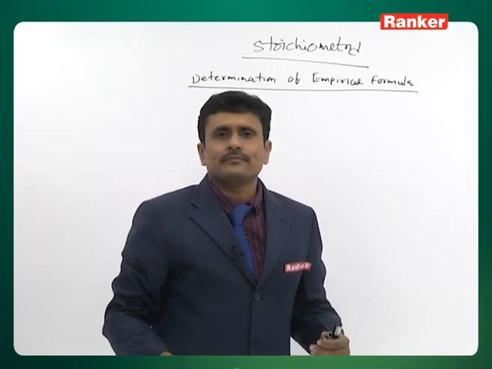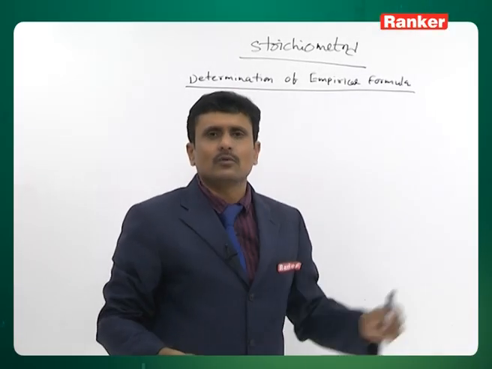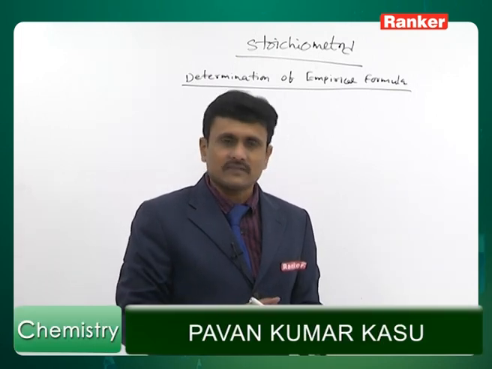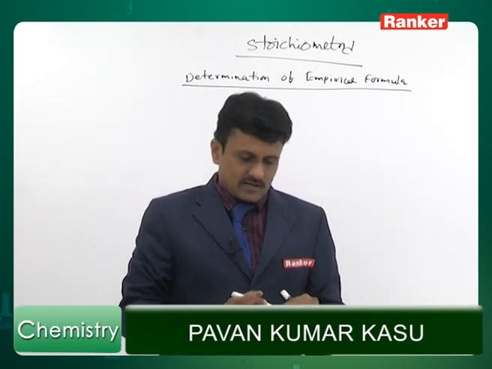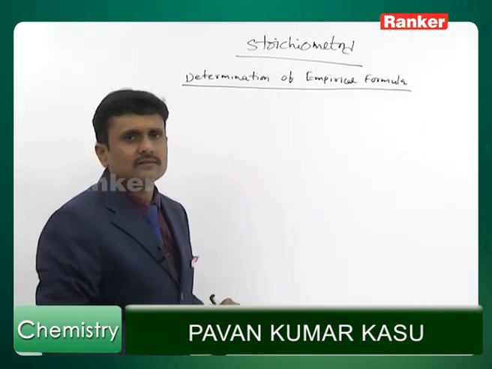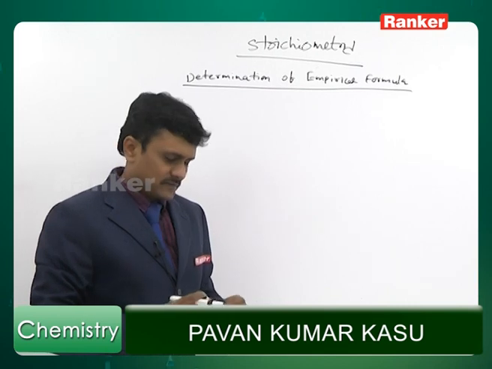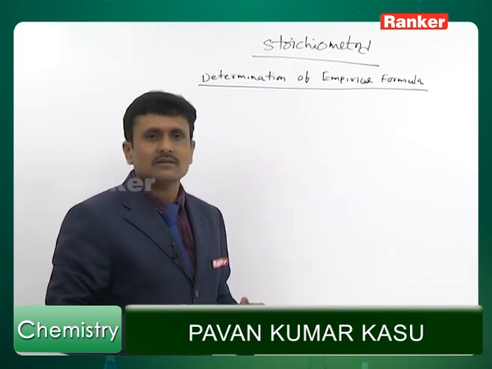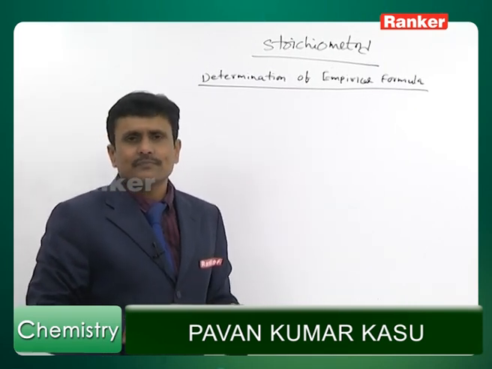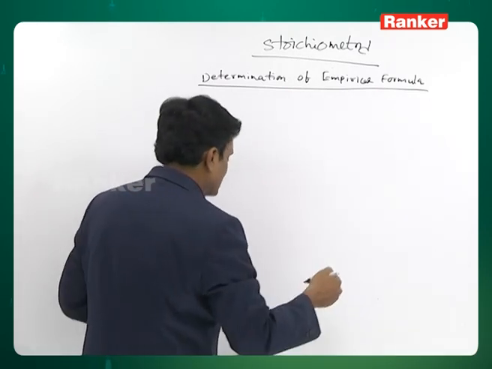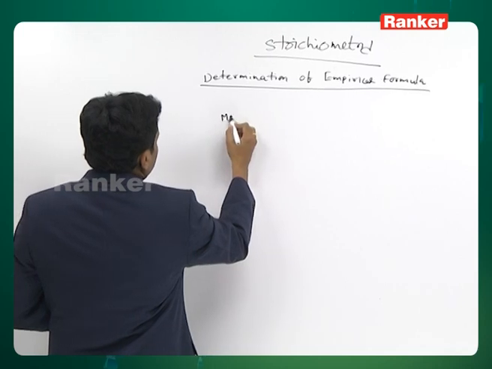Now the empirical formula of the compound can be obtained by using the mass percentages that we have calculated in the last topic. As we have seen in the last topic, the mass percentages can be calculated if the mass of the individual element or the atomic mass is known, or sometimes we may be given the mass percentage of the elements directly.